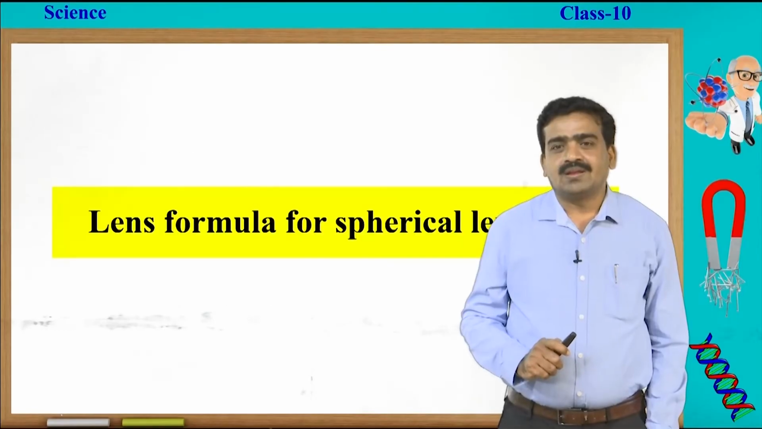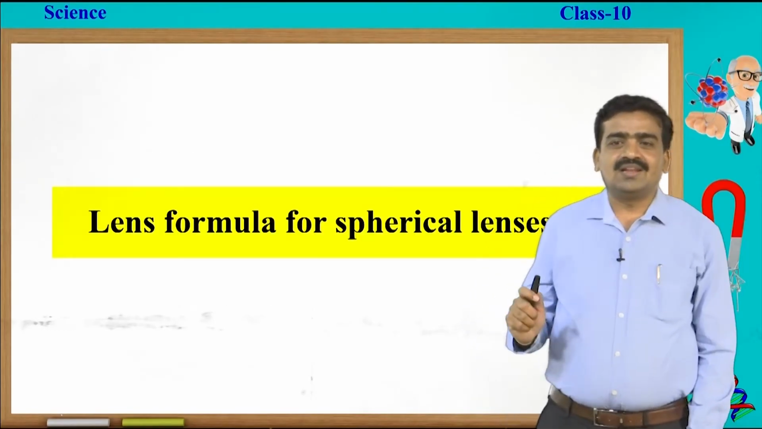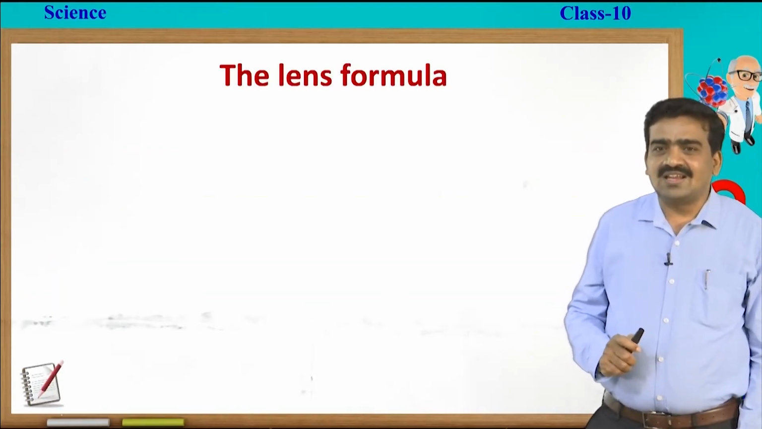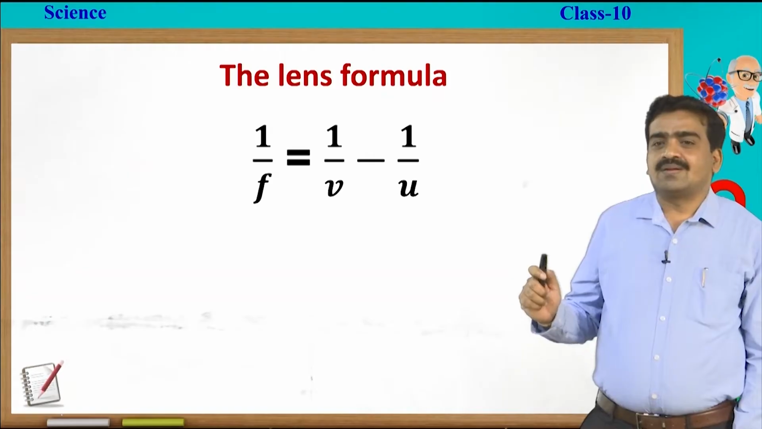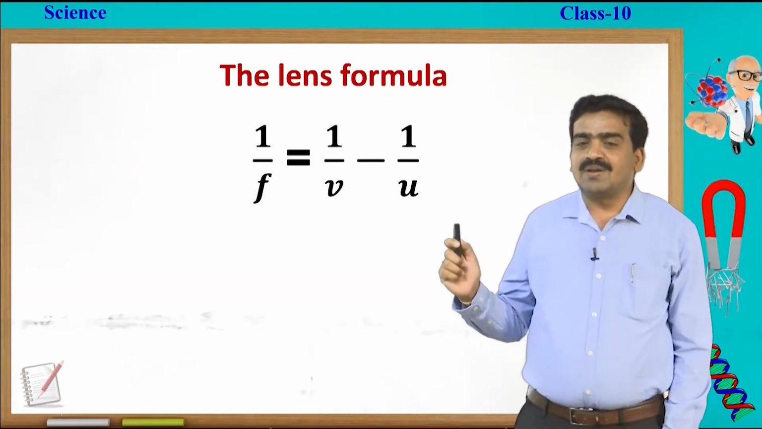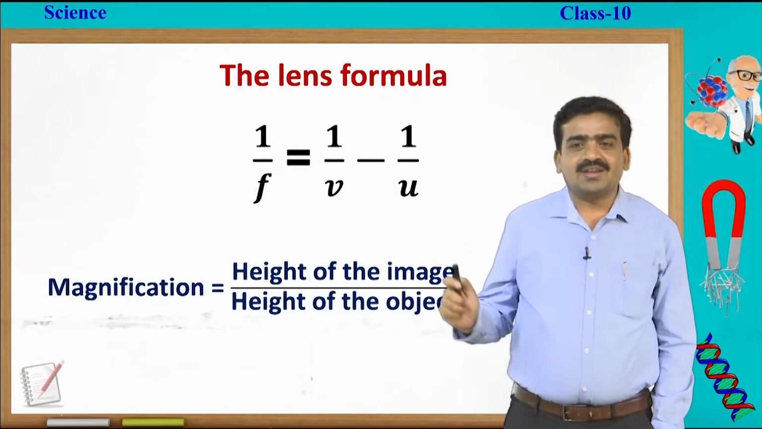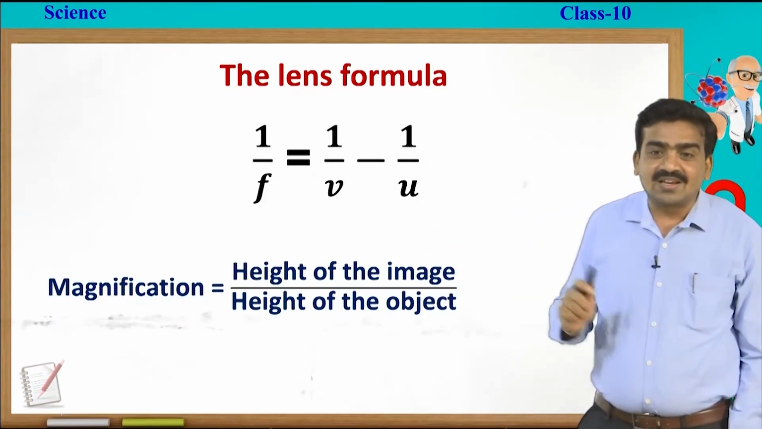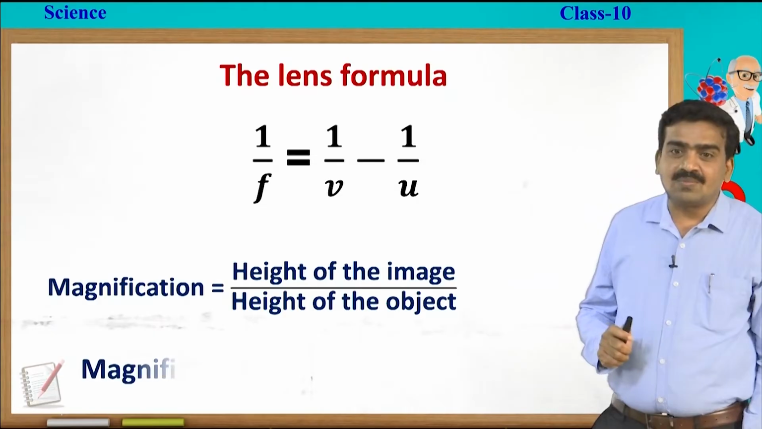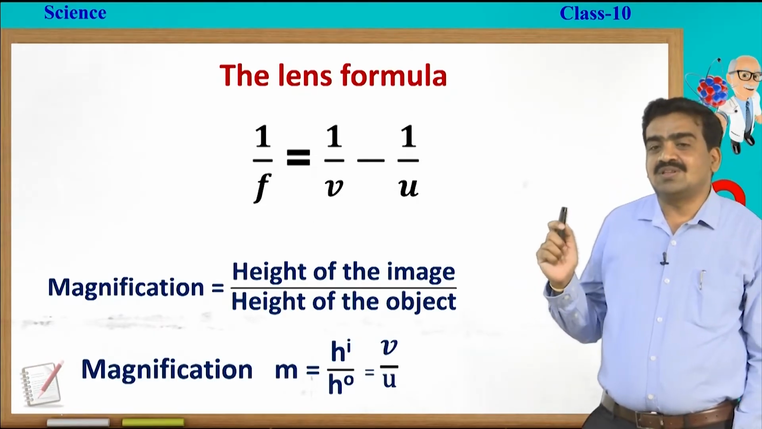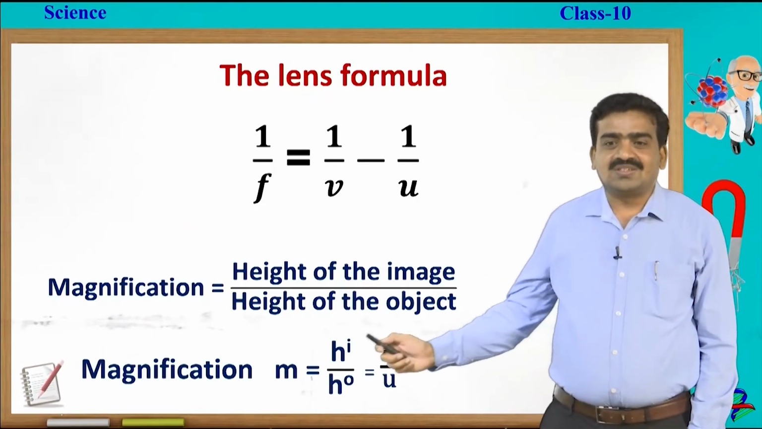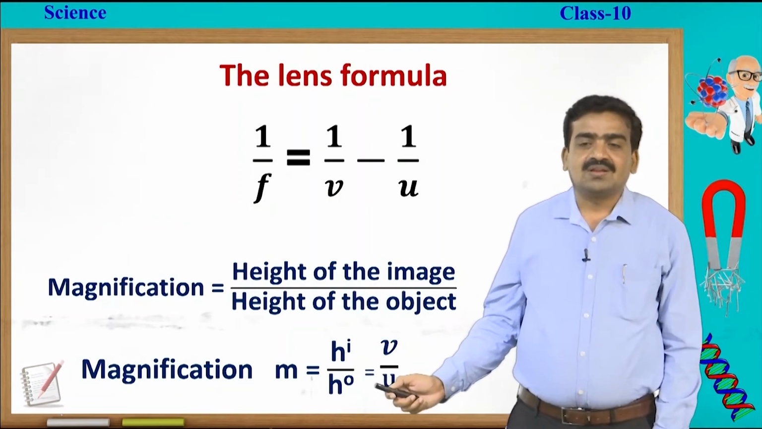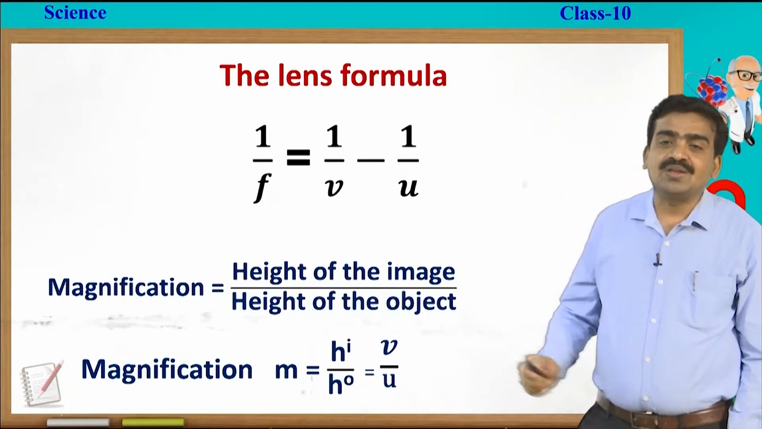Now, let us move on to the lens formula for the spherical lenses, and recall the formula. 1 over f is equal to 1 over v minus 1 over u, where f is focal length, v is image distance, u is object distance, and magnification is calculated with the help of height of the image to the height of the object, which is mathematically written as m is equal to h_i by h_o, which is equal to v by u.